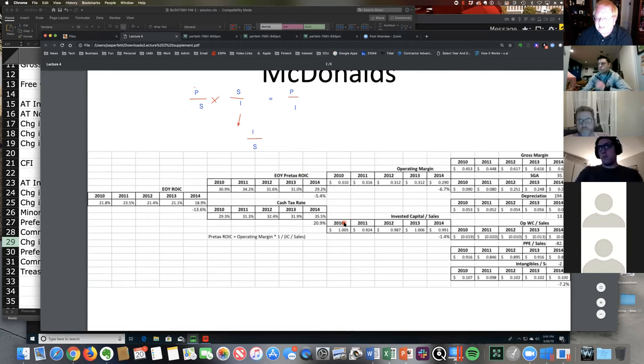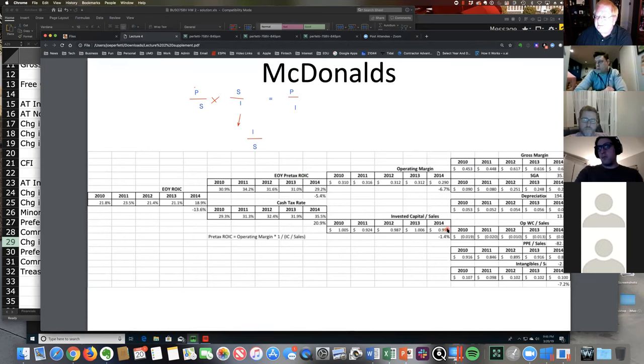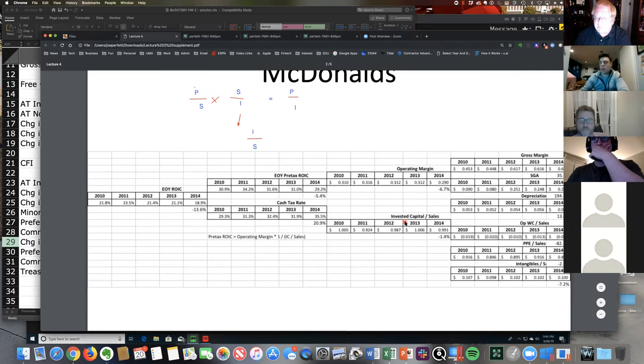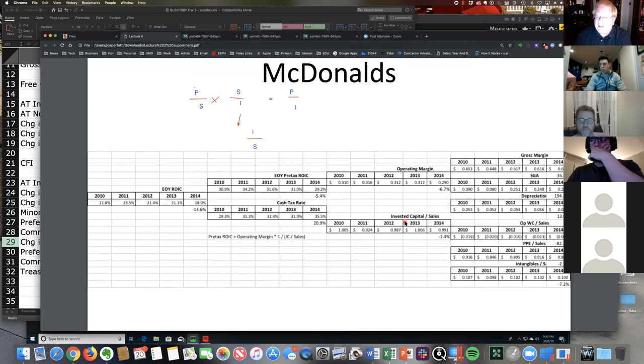In 2010, to sell a dollar of sales, McDonald's invested a dollar. So it needed to invest a dollar to sell a dollar. In 2014, to sell a dollar of sales, McDonald's invested 99 cents. Which one's better? Is 2010 better or is 2014 better? Investment divided by sales. 2014. Exactly. McDonald's got 1.4% more productive because it uses 1.4 cents less of cash to basically sell the same stuff. So if I think about the ROIC, McDonald's improved the productivity of its assets, but unfortunately, it was offset by a decline in margin and a higher tax rate to lead to a lower ROIC.